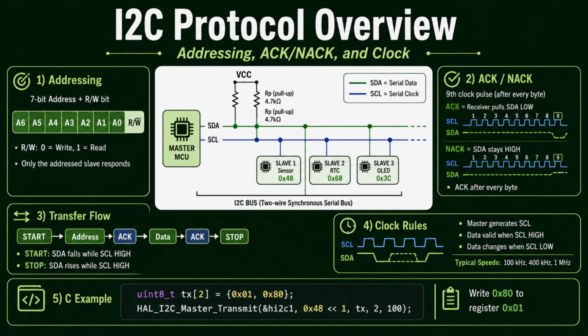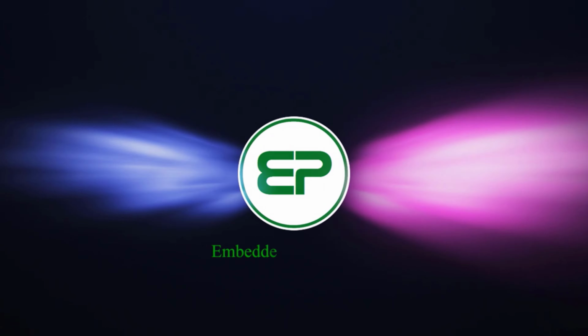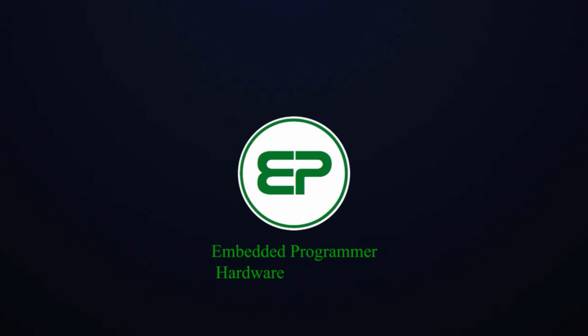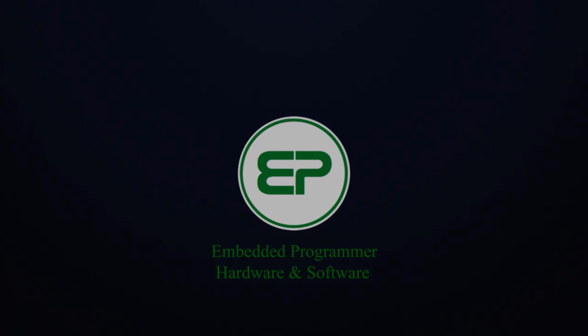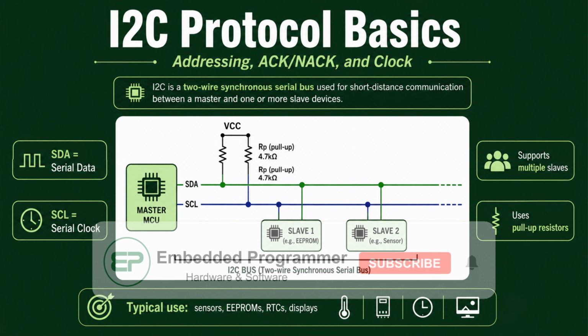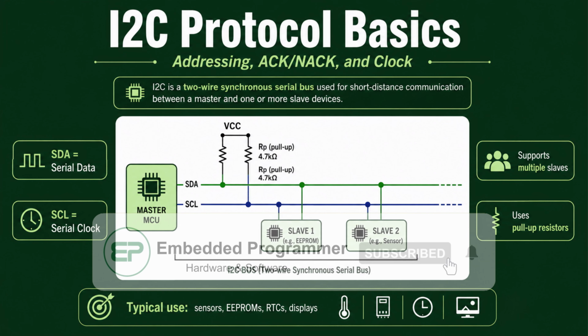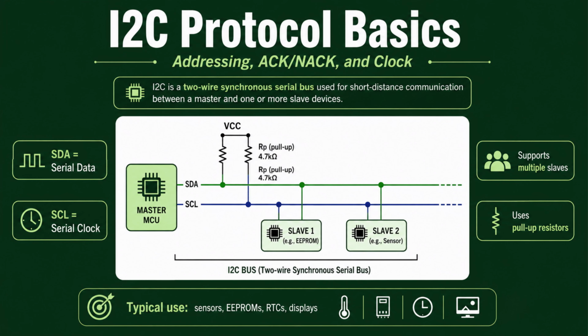In this video I am going to explain the I2C communication protocol, focusing on addressing, acknowledge signals, and clock operation. I2C is a synchronous serial communication protocol that normally uses only two signal lines. SDA carries the serial data, while SCL carries the clock signal. One controller, commonly called the master, communicates with one or more peripheral devices on the same bus.